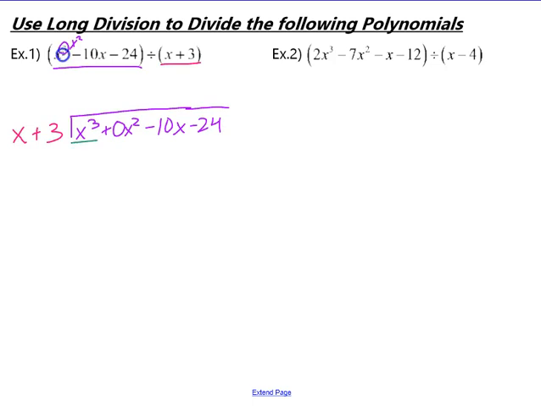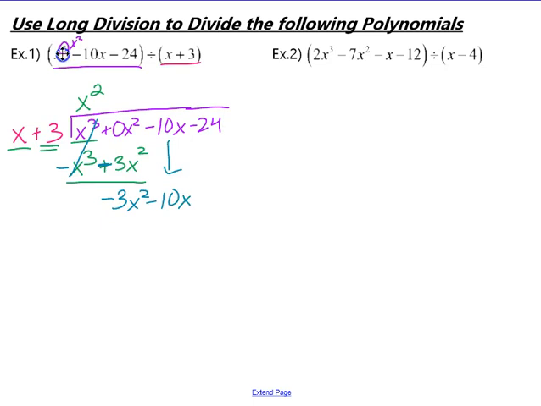Our first step is to take our x cubed and divide it by x. When you divide those, you get x squared. So then we're going to multiply. x squared times x gives us x cubed. x squared times 3 gives us positive 3x squared. Then we want to subtract. So we're going to change the sign of the bottom one. Change that to subtraction. So x cubed minus x cubed is 0. 0x squared minus 3x squared is negative 3x squared. Then bring down your next term, negative 10x.